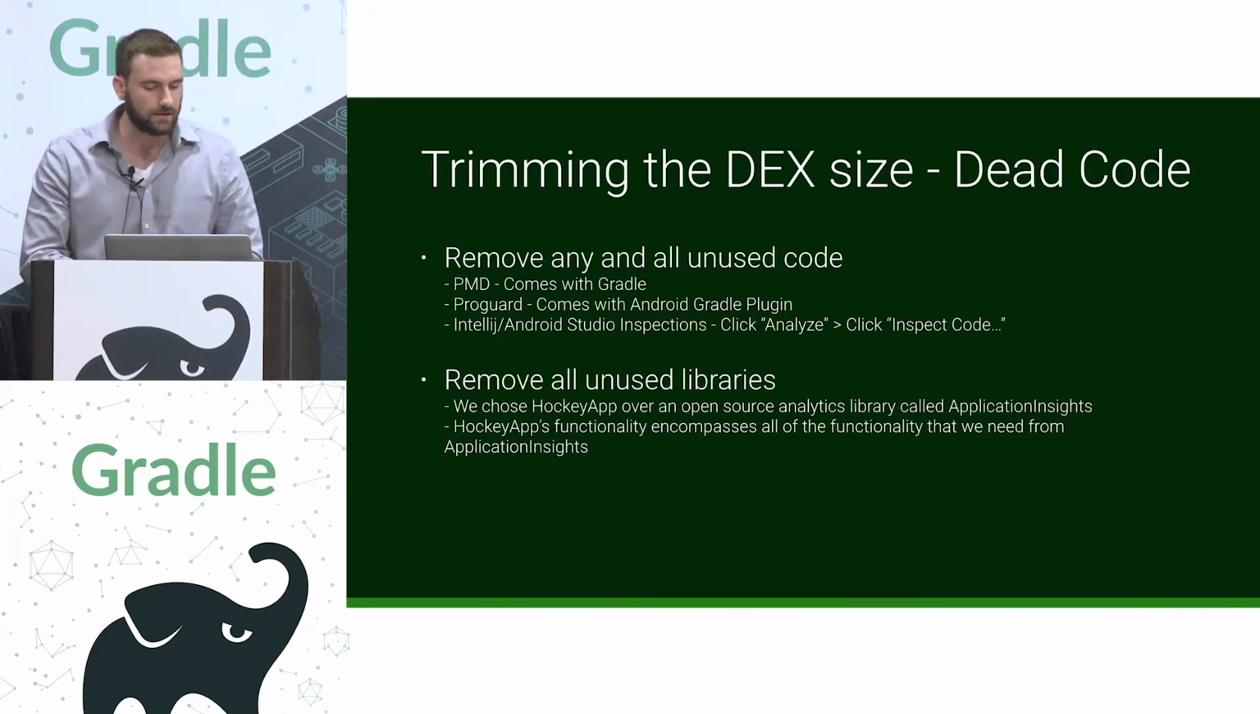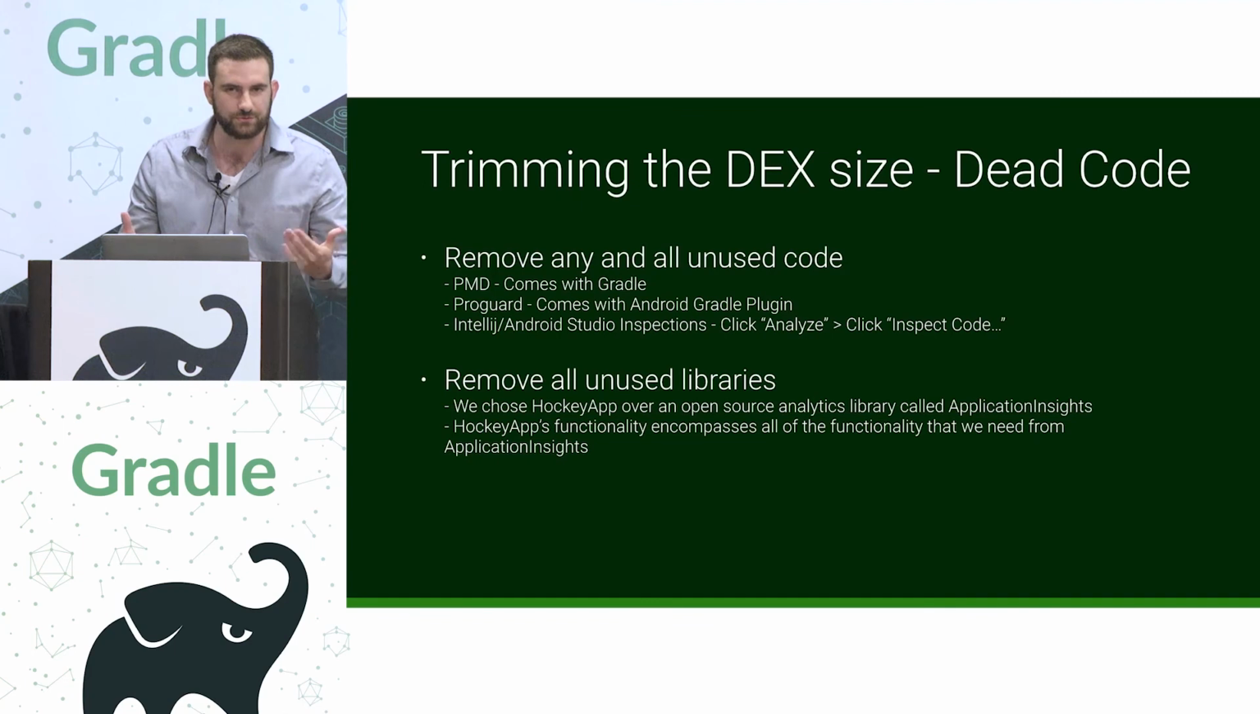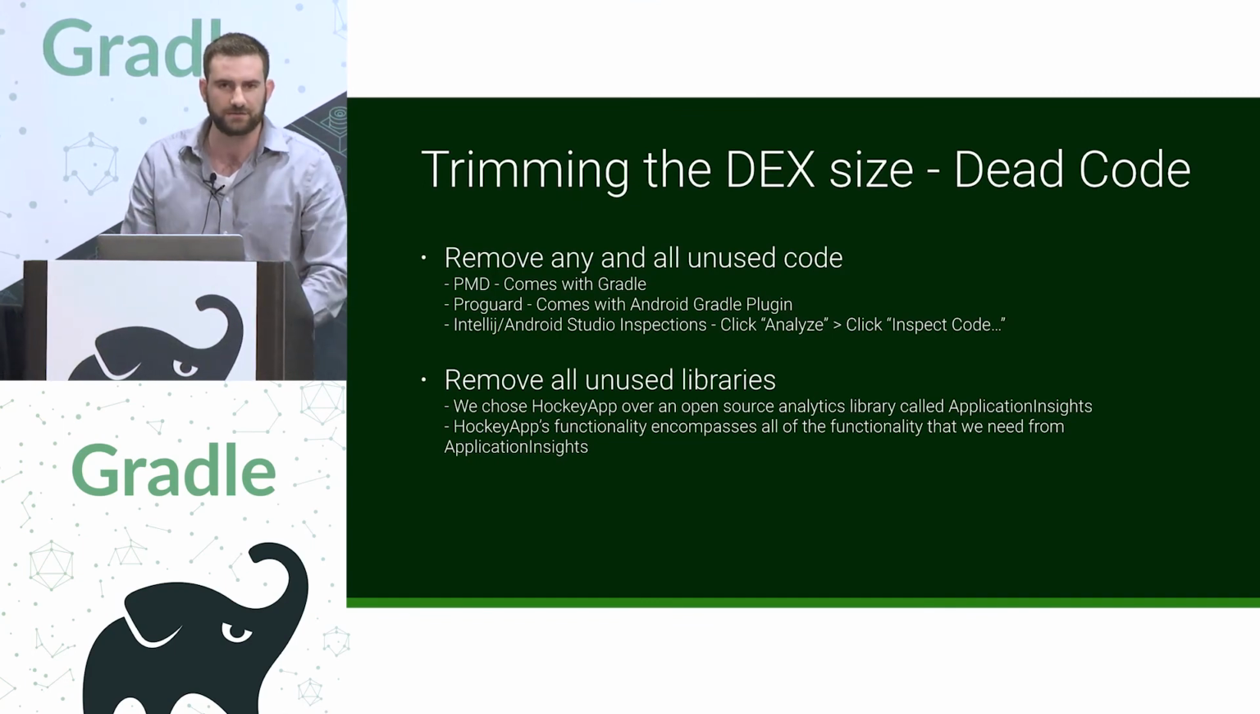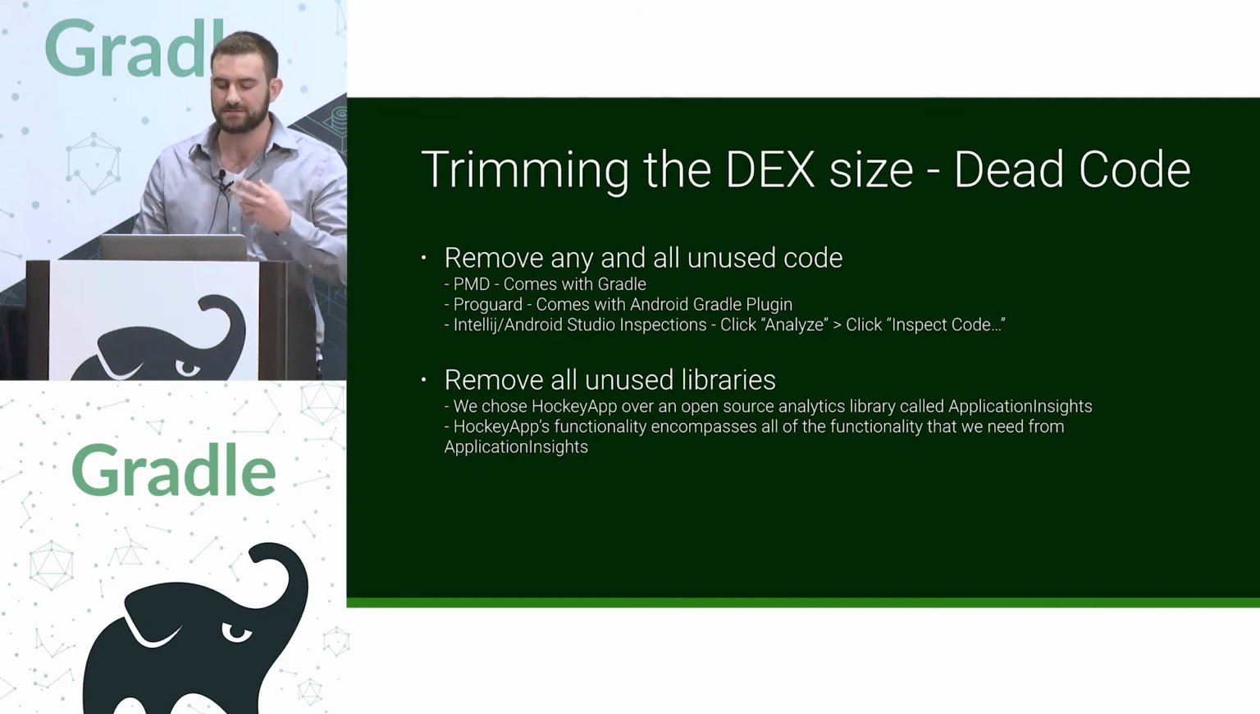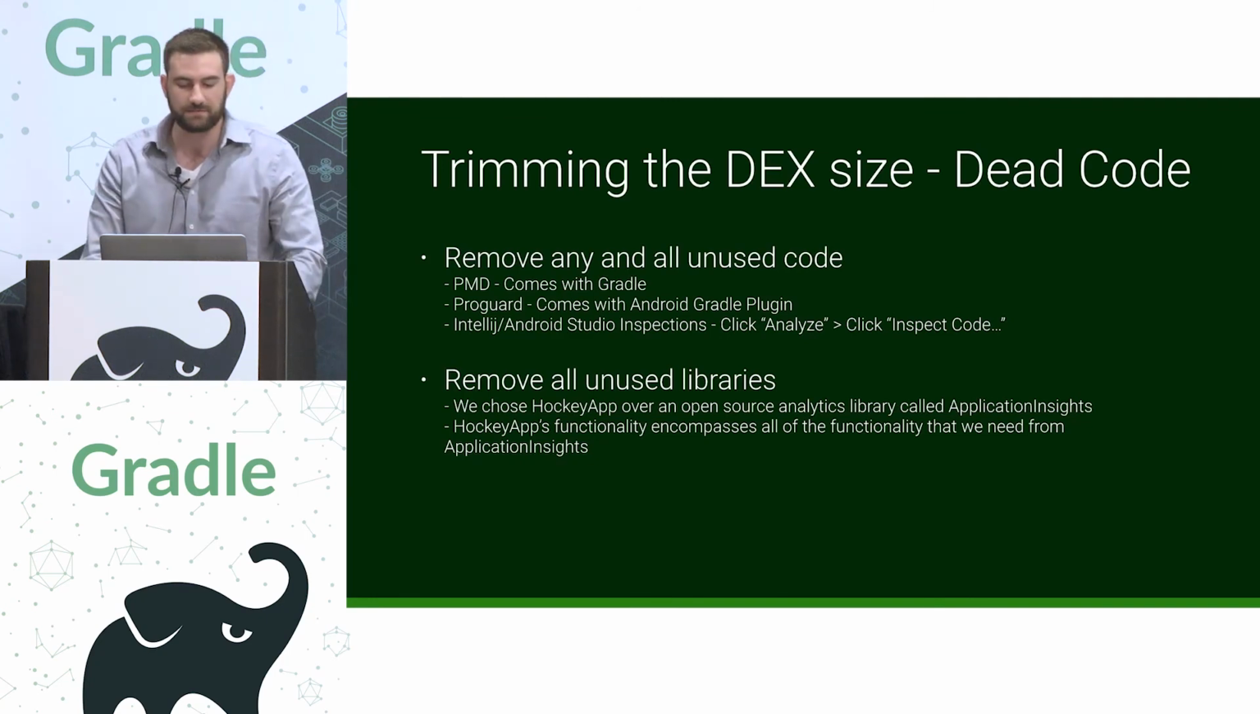So for us, removing all unused code. We use basic tools that come with Gradle, such as PMD, to find unused code. Of course, we use Proguard, and we'll get into that a little bit later. Of course, we also use IntelliJ/Android Studio's inspections, where you can actually just click Analyze and then inspect your code. It'll find bad use cases, old code, things that can be updated or removed.